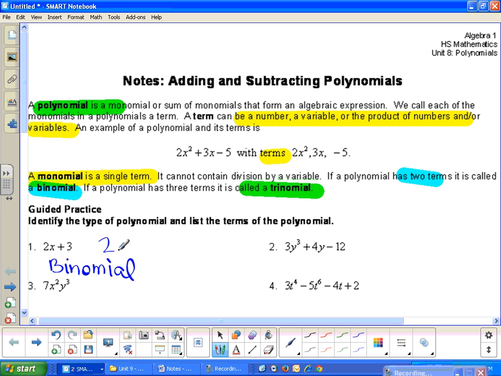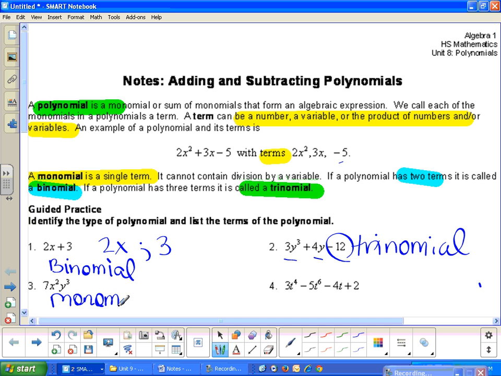In our terms, we have 2x and 3. Here we have three terms, so 3 is tri. We have a trinomial. In our three terms, we have 3y to the third, 4y, and negative 12. The number that's in front of it adds to it, just like the negative 5 is different. Number 3 has one term. There's no addition or subtraction here. We have a monomial.